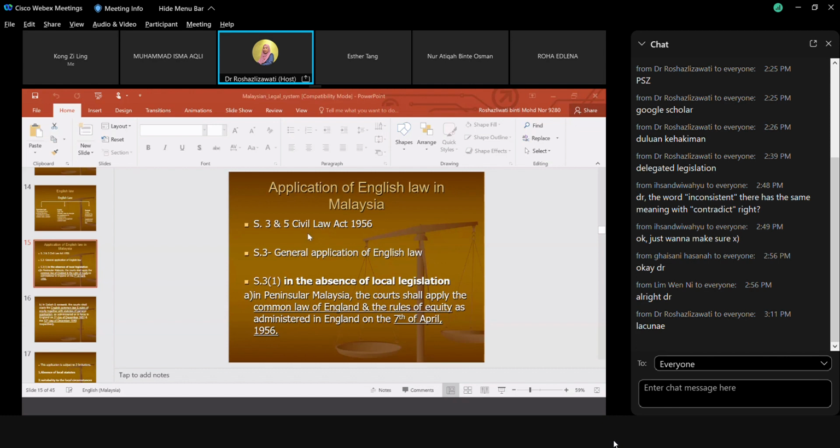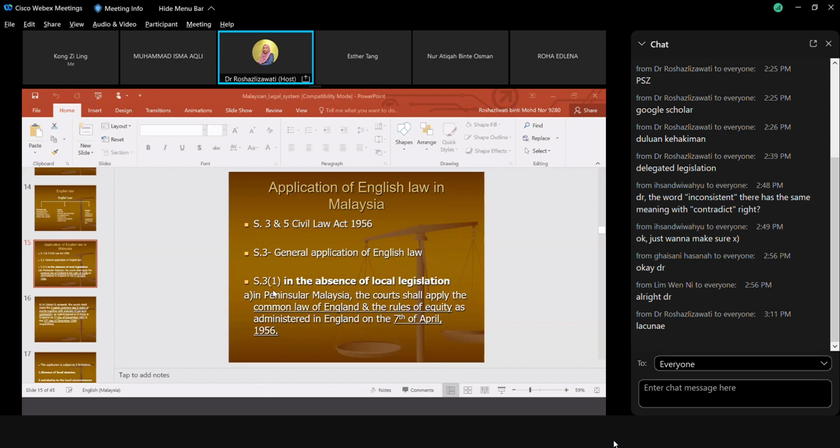Okay, so section 3 subsection 1, kenapa kita terima undang-undang Inggeris in the absence of local legislation? In their absence. If our law is lacking on that, or if our law having loophole on that, so kita ambil undang-undang Inggeris in the absence of local legislation. Sekiranya undang-undang kita tiada, maka kita ambil undang-undang Inggeris. If our law already have that version of law, so kita tak ambil. Jadi kalau undang-undang kita kurang, masih lemah, masih lagi dalam pendrafan dan sebagainya, and we look at the English law dah lengkap dah, so we refer to the English law in the absence of local legislation. And in Peninsular Malaysia, the courts shall apply the common law of England.